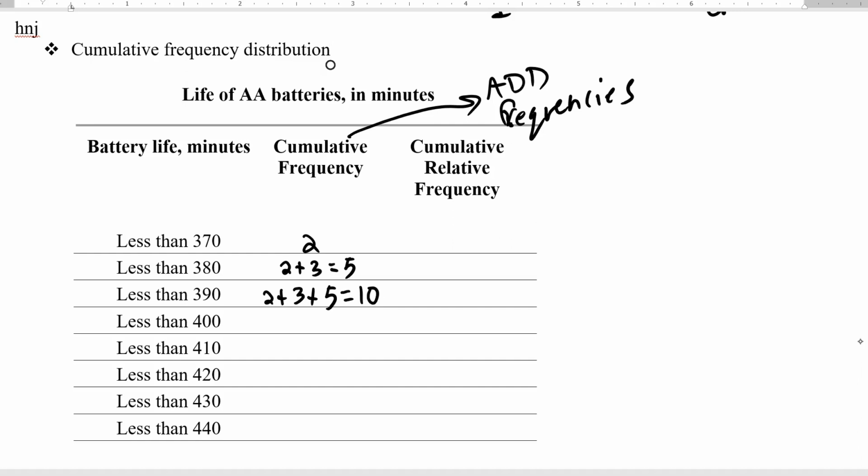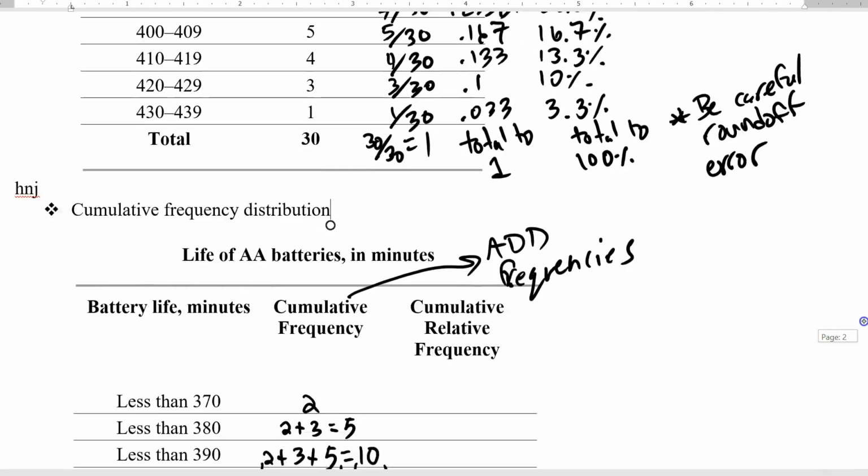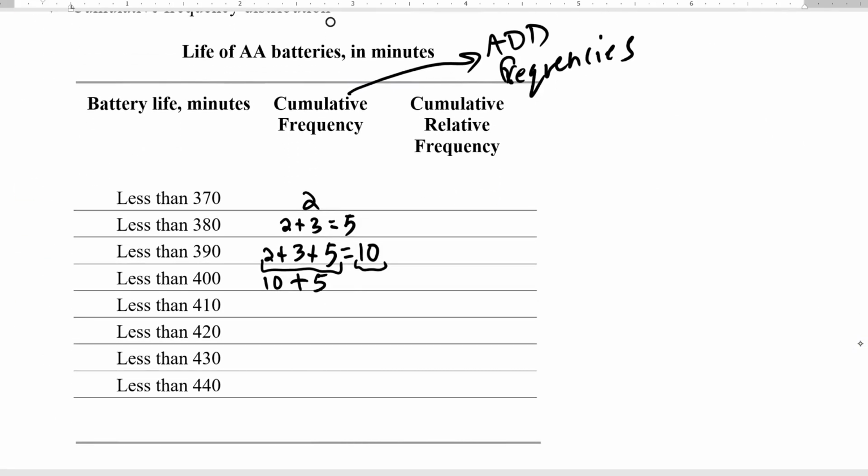The next one will be the previous frequency. I'll just say, instead of writing 2 plus 3 plus 5, those all total to 10. So it would be 10 plus, what was the frequency for the 400? Well, 5. So 10 plus 5 is 15. What we're doing is we are adding all the frequencies up to that number. How many numbers were less than 400? Well, there were 10 numbers plus the 5 in this group. So that we add all of the frequencies.